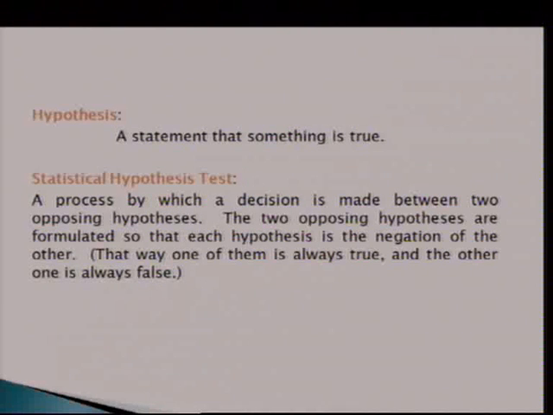So first, it is important to know what a hypothesis is. When a researcher believes something, a statement is something true, when it assumes something, it is the hypothesis. So normally from the hypothesis we go to the statistical hypothesis test. In this, normally we make two decisions, which we say are complements to each other. The two opposing hypotheses are formulated. One is known as the null hypothesis and the other one is the alternative hypothesis. That way one of them is always true and the other one is always false.